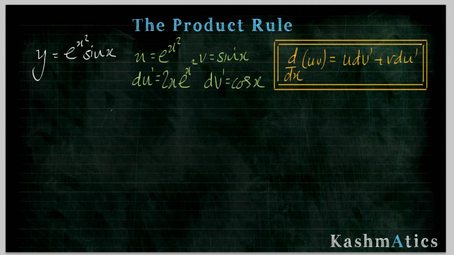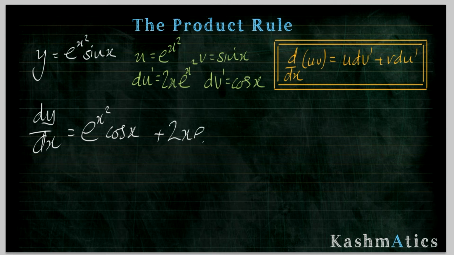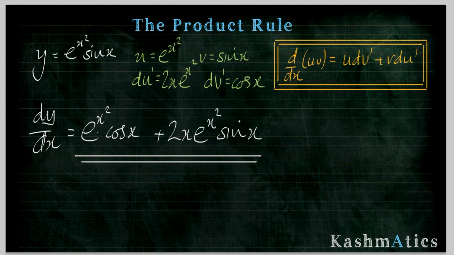So I can write down my final answer now. So dy by dx would equal u dv, which is e to the x squared multiplied by cos x, plus v du, so sine x multiplied by all of this, but I'll write it in this order because it just looks a bit neater. Okay, and if you need to tidy that up, you can probably see you can take out a factor of e to the x squared and put the rest in brackets.